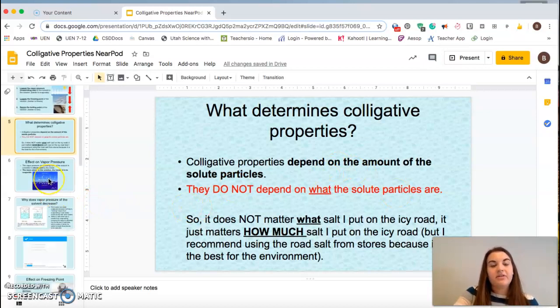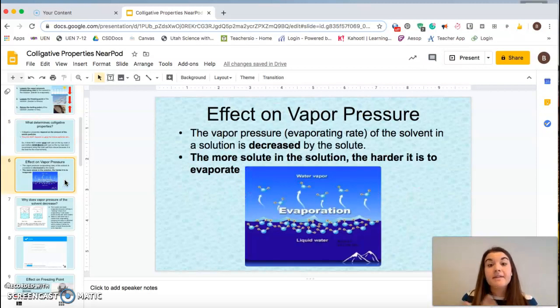Okay, so the effect on vapor pressure, let's go over this one. Like I said, vapor pressure is just a fancy way to say how quick it will evaporate and become a gas. The more solute in the solution, the harder it is to evaporate. If I take two beakers and put them outside, one with just plain old water, the other with salt water, a lot of salt in it, the plain water beaker will actually evaporate a lot faster than the salt water beaker.